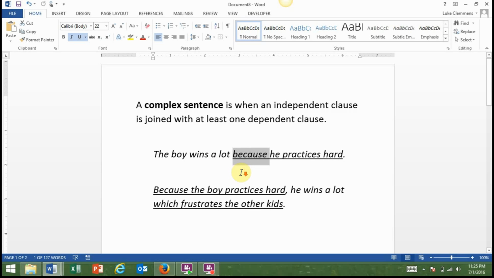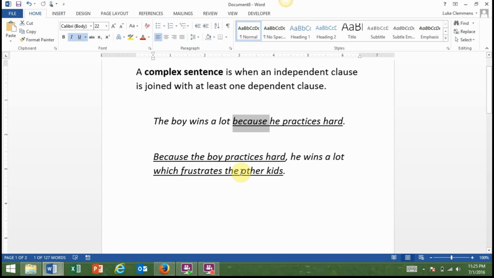Okay, now complex sentences can be rearranged. We don't always have to start with an independent clause. Okay, so because the boy practices hard, he wins a lot. Okay, we could just put a period there. That would be a complex sentence. But this is an example of a complex sentence that has more than one dependent clause. So because the boy practices hard, he wins a lot, which frustrates the other kids. So, comma there. Anytime you start a sentence with a subordinate clause, you have to have a comma after it. Okay?